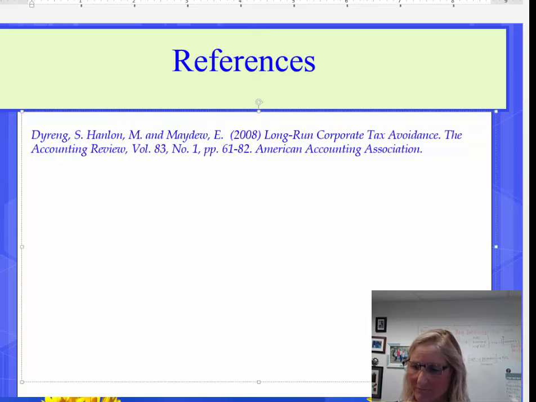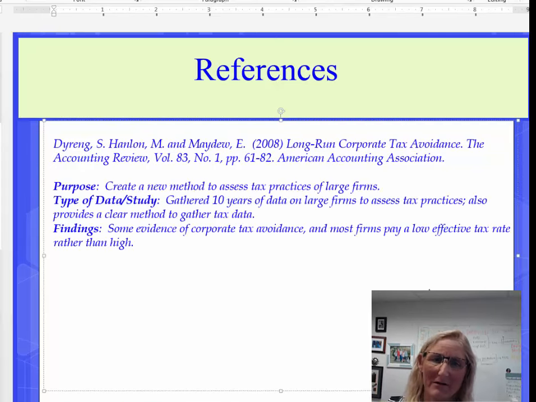So we go back to the article and we take a look and see if we can figure that out. As you can see right here, I did a little quick purpose, type of study, and findings. It takes some time to do this. So this is where some of the difficulty comes in. The homework is easy for this part of the course, but this stuff is a little bit more challenging.